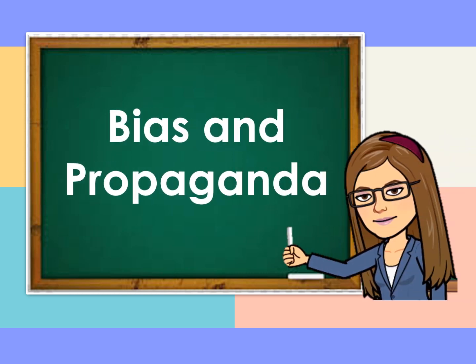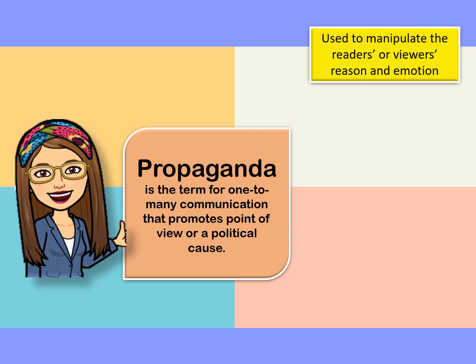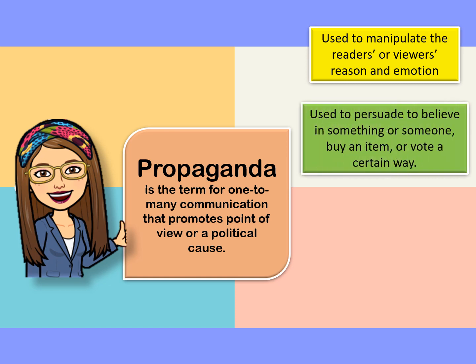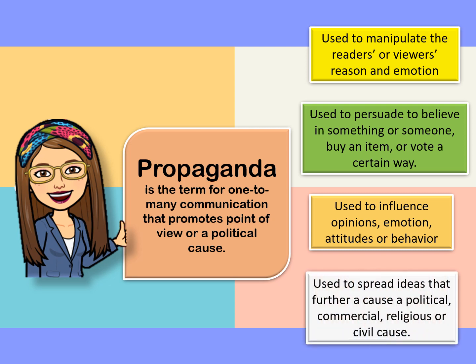Today, we're going to discuss bias and propaganda. Propaganda is the term for one-to-many communication that promotes a point of view or a political cause, used to manipulate the reader's or viewer's reason and emotion, used to persuade to believe in something or someone, buy an item, or vote a certain way, used to influence opinions, emotion, attitudes, or behavior, used to spread ideas that further a cause, a political, commercial, religious, or civil cause.